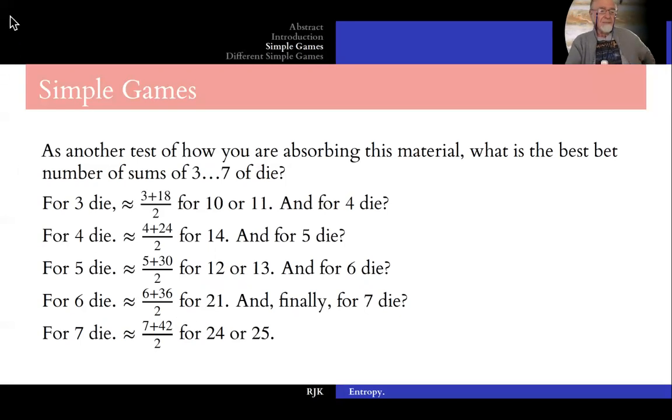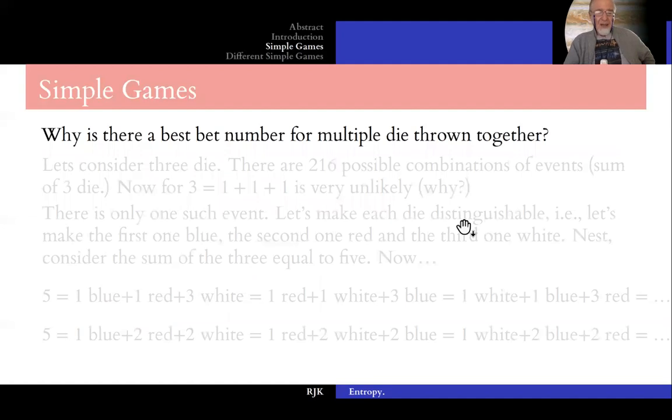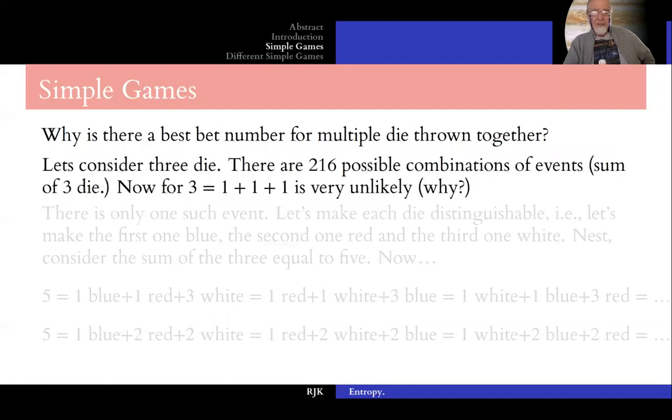Okay. All right. Just want to see that people are at least getting a little bit of the idea of what's going on. All right. Why is there a best bet number for multiple die thrown together? If you think of 3 dice, there are 216 possible combinations of events. So for a sum of 3, there's only one possible way that you can get an answer, and that's 1 plus 1 plus 1. And that's 1 out of 216 possibilities. So it's not very likely.